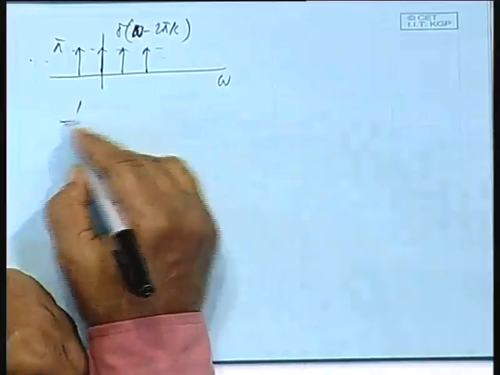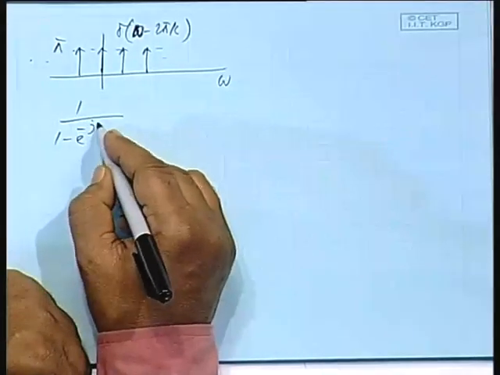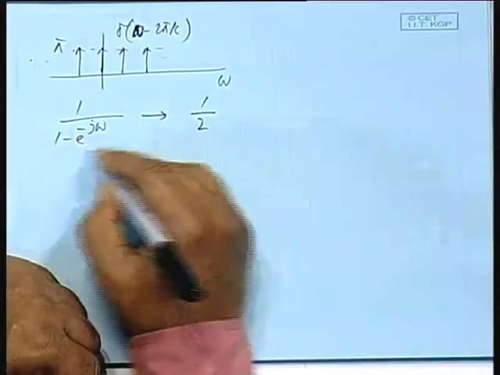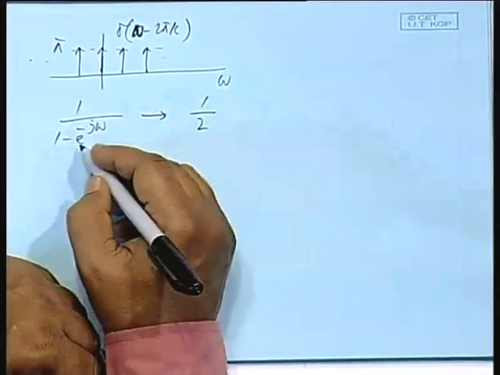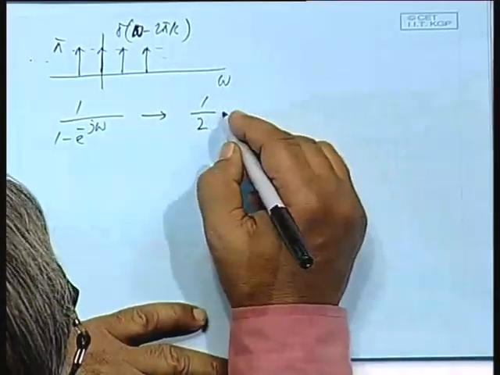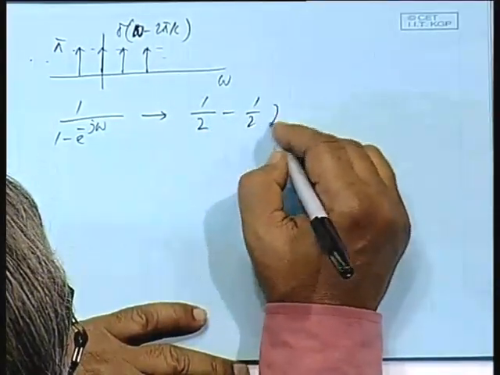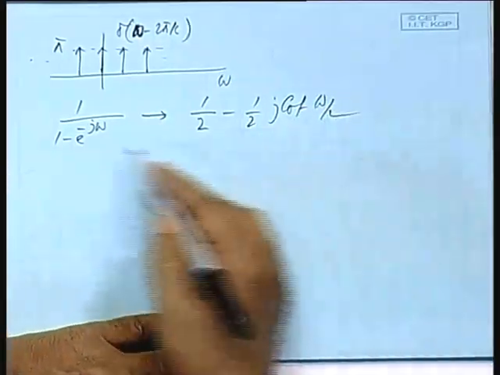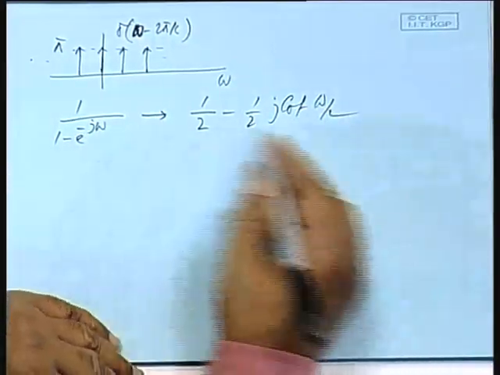Now, 1 by 1 minus e to the power minus jω, you can very easily resolve it. Multiply both sides, numerator and denominator, by e to the power jω by 2, and you will get finally j cotangent ω by 2. I leave it as an exercise, you can do this.